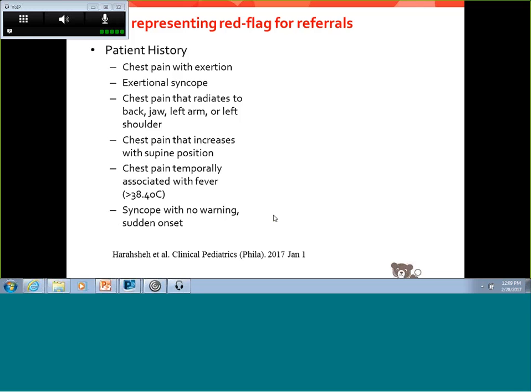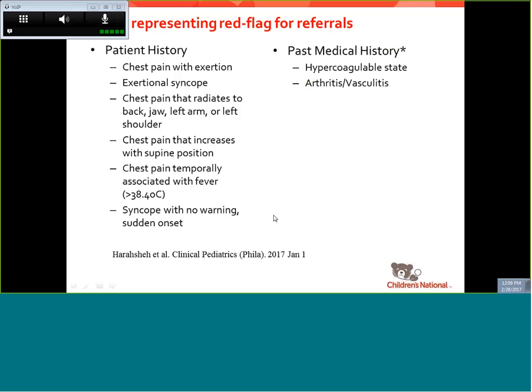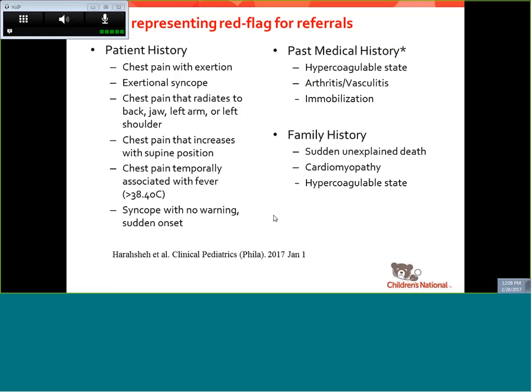In the patient's past medical history, what we want to know is, did they have any underlying heart disease or hypercoagulable state, or immobilization, increasing the risk for pulmonary embolism? Family history is absolutely important. We want to know the family history for any sudden unexplained death. And your job as a pediatrician is more like a CSI detective. You want to know if there is any unexplained drowning, car accidents, did any children die less than 1 year of age, did anybody die for no good reason, cardiomyopathy, pacemaker less than 40, and any hypercoagulable state. All of these will be risk factors and will be significant enough to send such patients to cardiology.